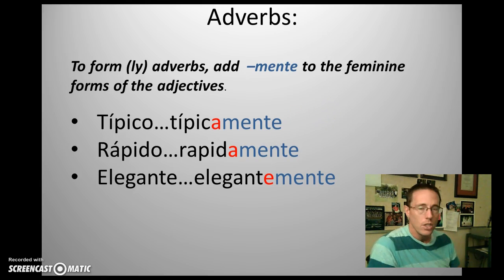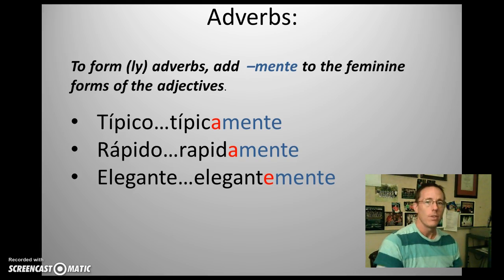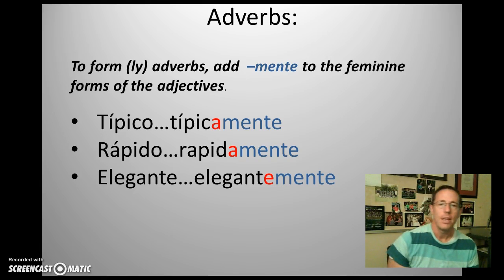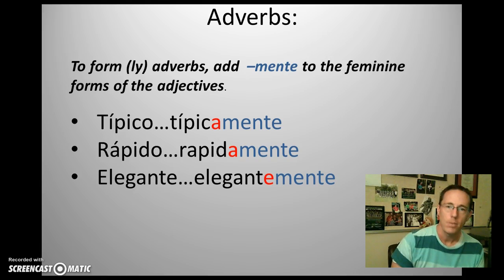Okay? Continuing on, this is actually our last slide for this. Adverbs. Just a little addition to the end here. Adverbs, often referred to as ly verbs, are words like typically, quickly, elegantly, interestingly, and so on and so forth. So in Spanish, we form ly verbs by simply changing it to a feminine form, if possible, and then adding the words mente to it.